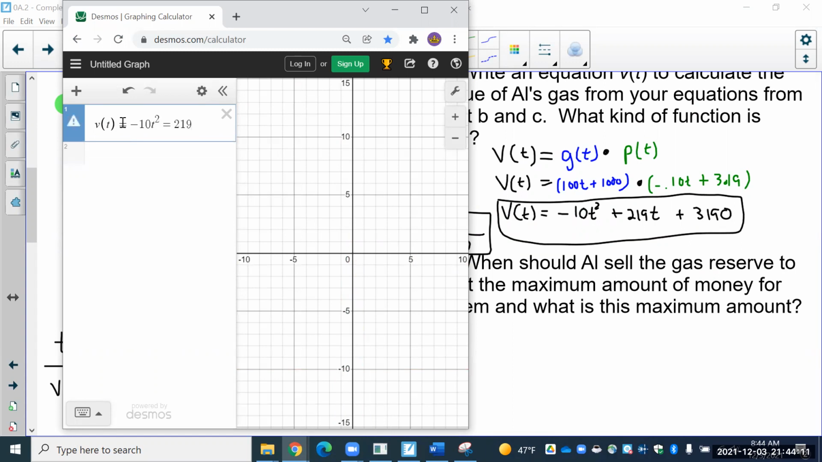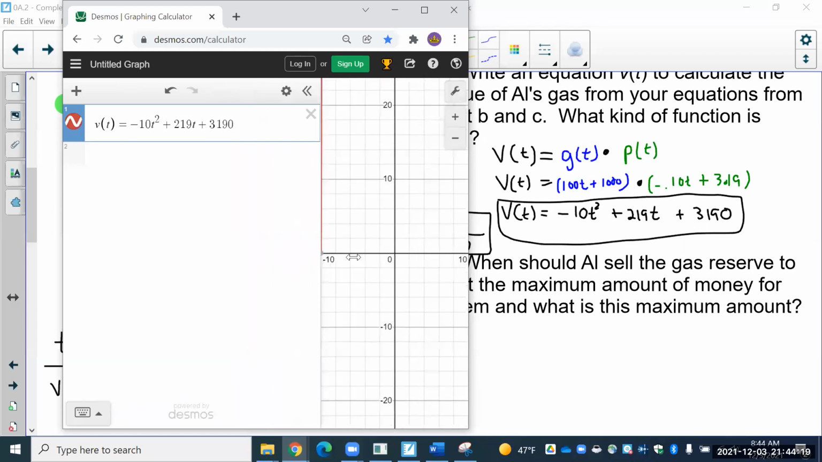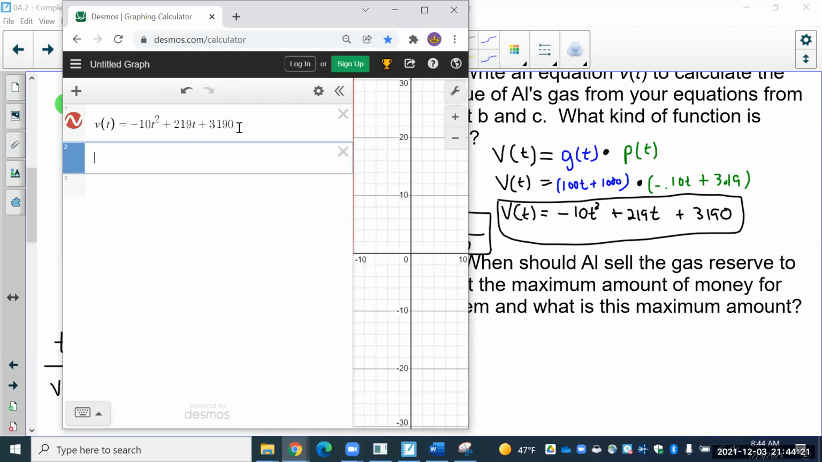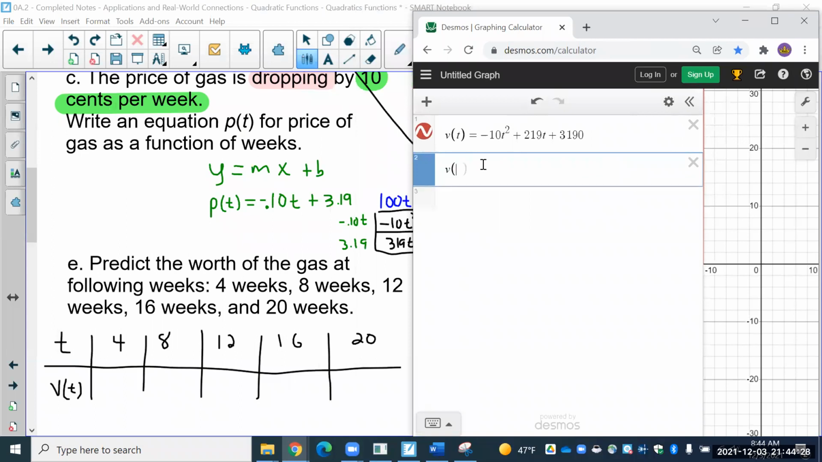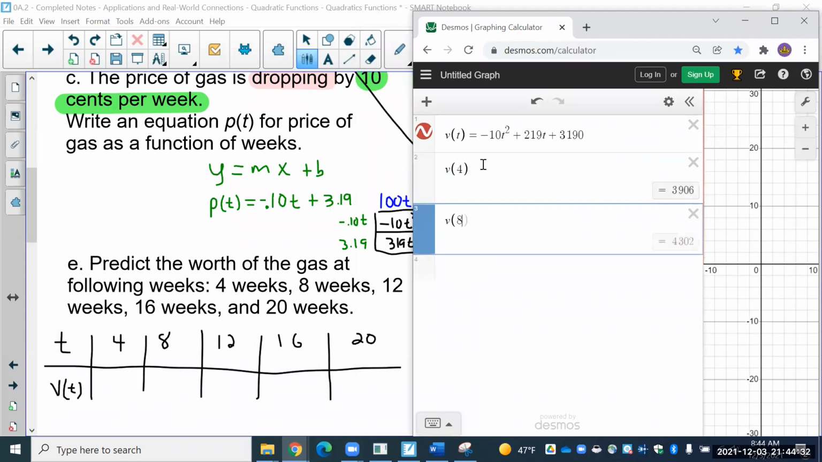So again, we don't really care about the graph here. Make sure you don't make any typos. Desmos is very flexible with letters as long as you know what you're doing with them. Just make sure you didn't make any typos, and then you can literally just come over here now and watch this really neat thing you can do. You can say, hey, Desmos, what is v of 4? Okay, hit enter. What is v of 8? Cool. What is v of 12?